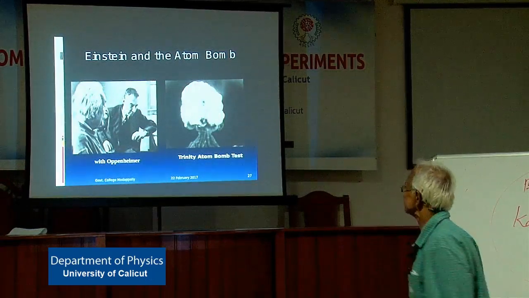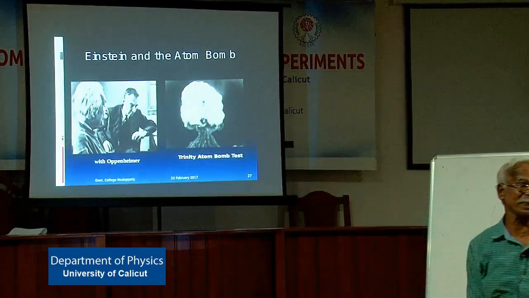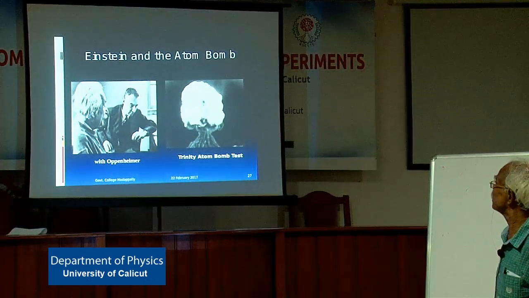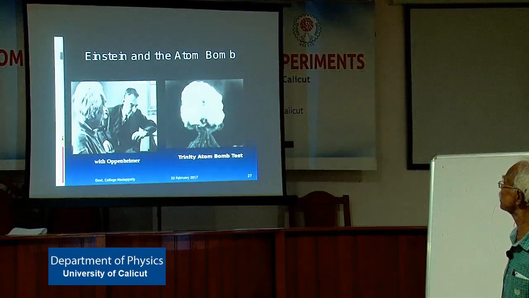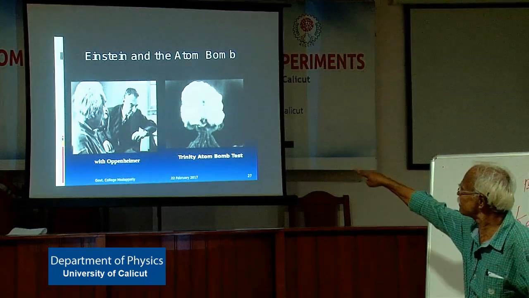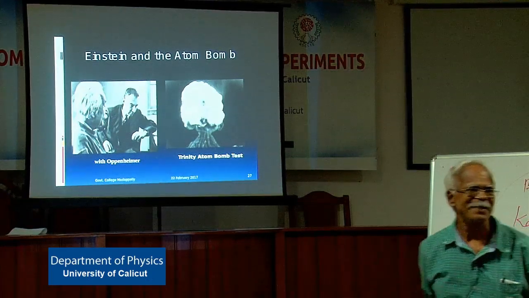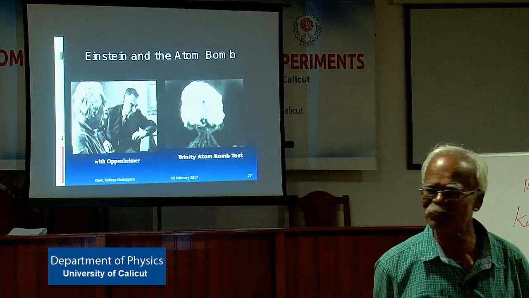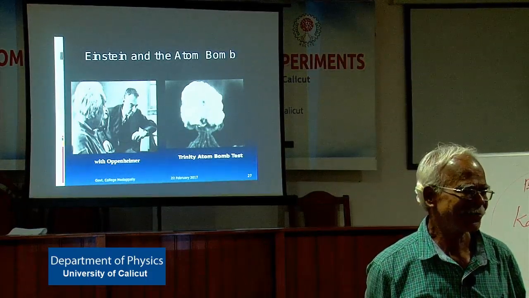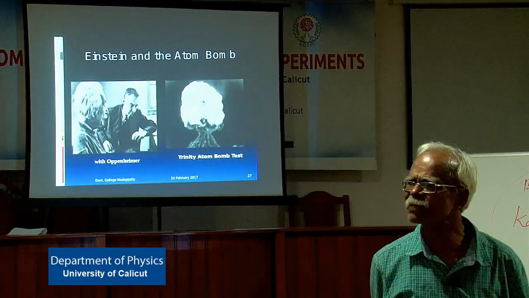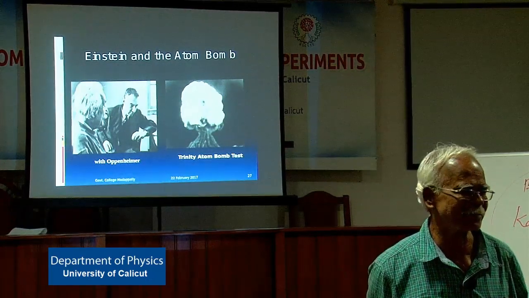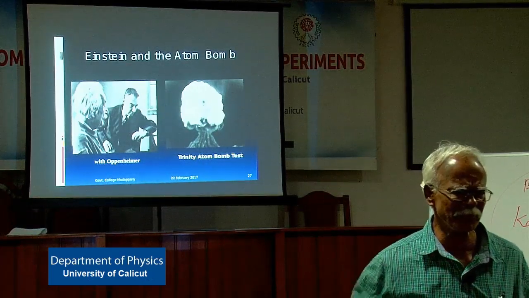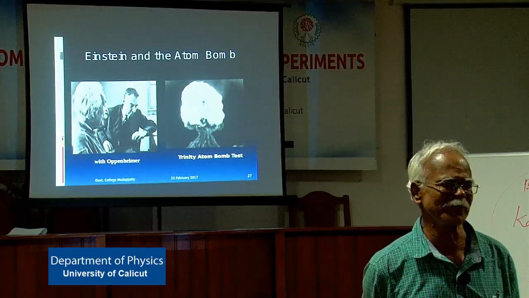Oh, with Oppenheimer, yes. You know, the man famous for the building of the atom bomb in the Manhattan Project. He was Robert Oppenheimer. Incidentally, I would like to tell you that Oppenheimer was well versed in Sanskrit. He was a champion of the Bhagavad Gita. Our Erwin Schrodinger was always after the Upanishads. These are very interesting aspects of their personalities because they were very much interested in Indian philosophy.